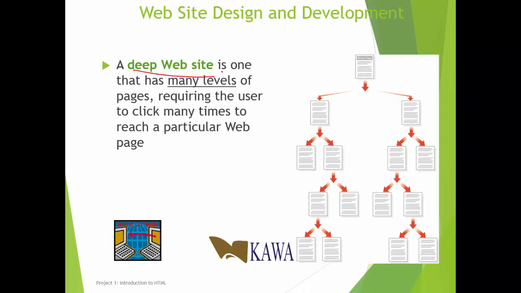A deep website has many levels of pages, requiring the user to click many times to reach a particular web page. From the web page, the user can register. After registering, log in. Within the same login process, the user is sent a verification code, like a one-time password. Then the user enters that one-time password, and the one-time password is verified.